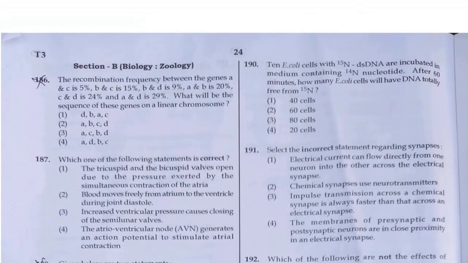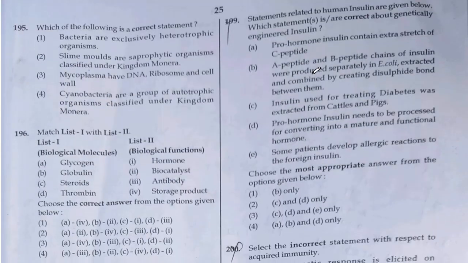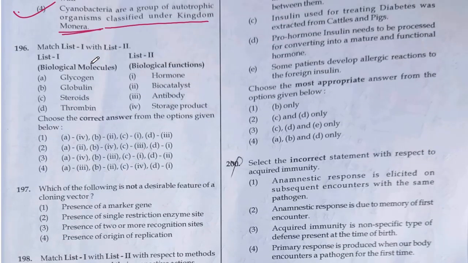Question number 195. Okay. So which of the following statements is correct? So the correct one will be: cyanobacteria are a group of autotrophic organisms classified under your kingdom Monera. Option 4 will be the correct one. Next, coming to question number 196.